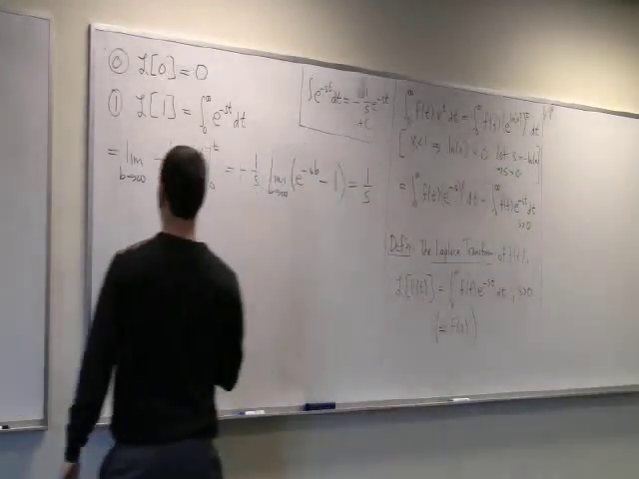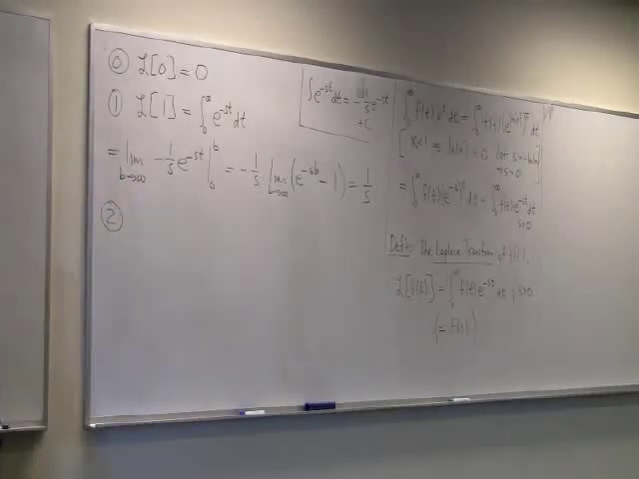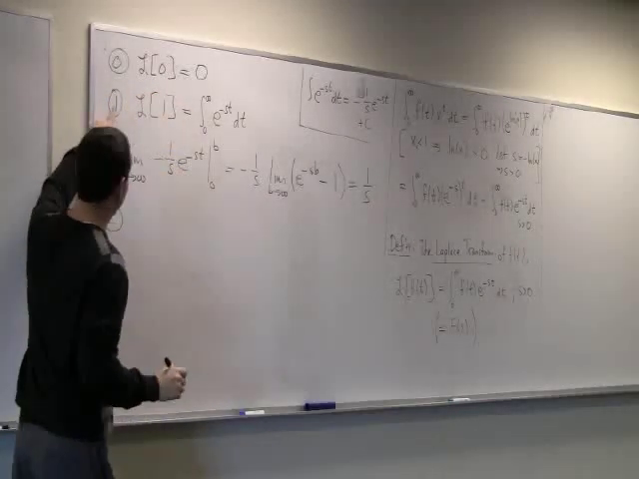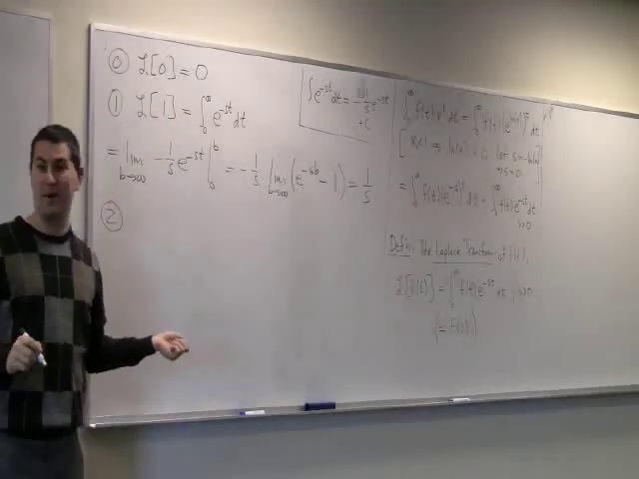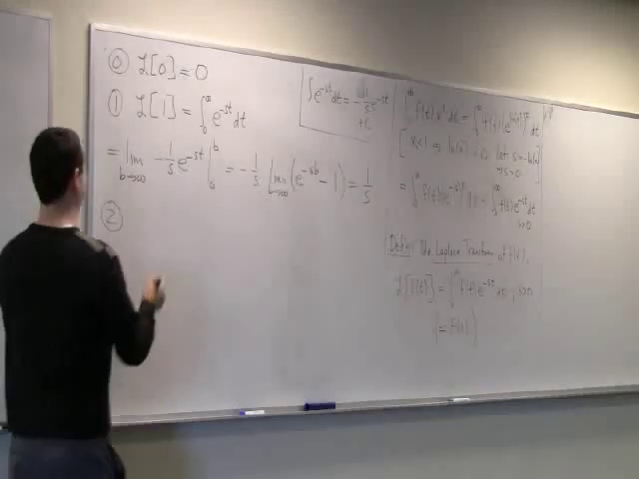All right, so what do you think 2 is going to be? Well, see, 0 was the Laplace transform of 0. 1 is the Laplace transform of 1. So 2 is going to be the Laplace transform of x. Close. We'll use t.